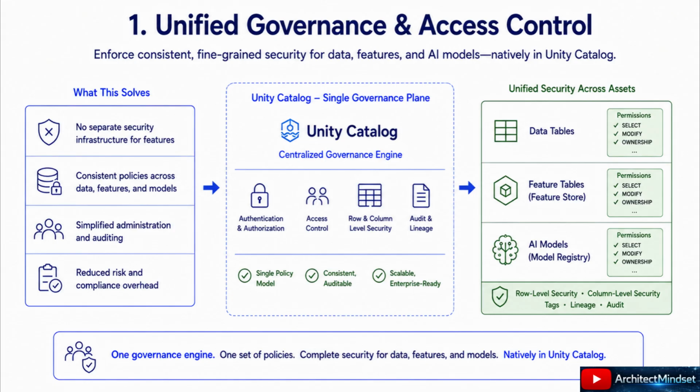Let us understand why feature engineering is in Unity Catalog. The first reason is unified governance and access control. Organizations no longer need a separate security infrastructure for features. Using the Databricks Unity Catalog governance engine, teams can enforce granular security such as row and column level access controls across data tables, features, and AI models natively.